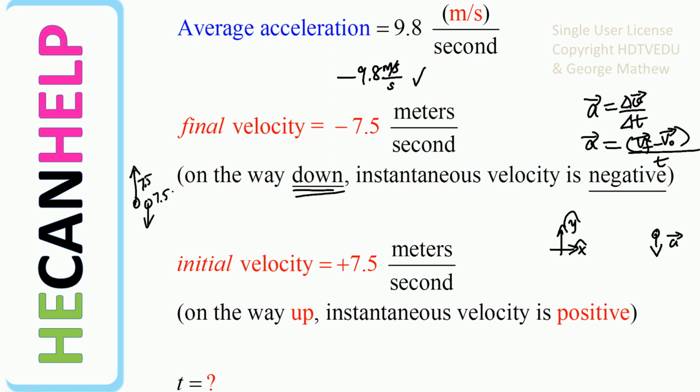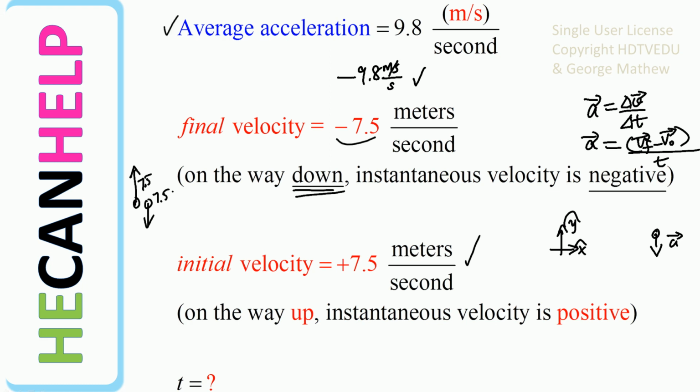So if you throw something vertically up at 8 meters per second, then the initial velocity vector will be positive 8. How about the final velocity vector? It will be negative 8. It is on its way down. So what is the initial velocity? 7.5. Why? You're throwing it vertically up, so it is positive. Positive y is defined as vertically up. How about the final velocity? Negative. Why? It is on its way down.